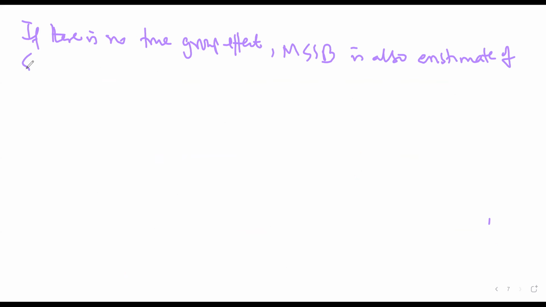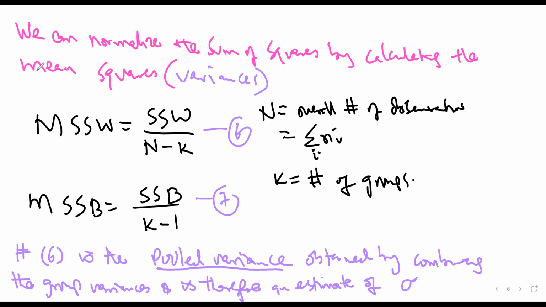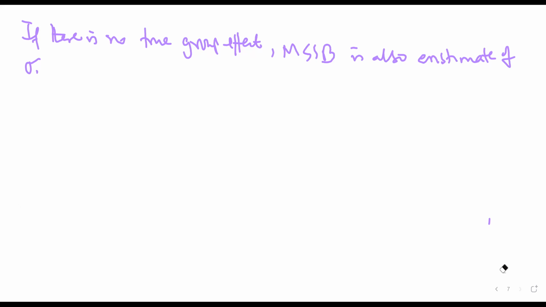It's also an estimate of sigma. An estimate of sigma. That tells you that the pooled variance, if you take the ratio of equation number 6 and equation number 7, or vice versa, if you take equation number 7 divided by equation number 6, then you end up with 1. You will get the number 1 because they'll be estimating the same thing. They are equal, or they are not different in a significant way.